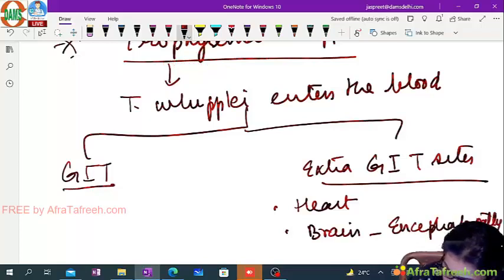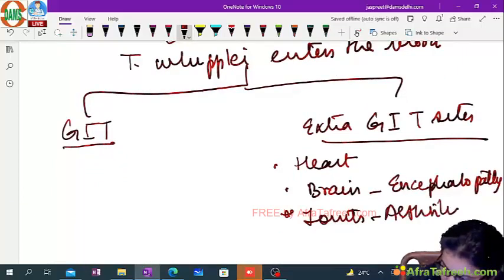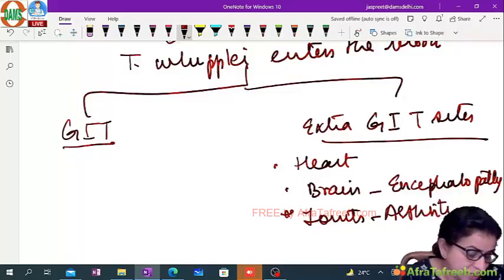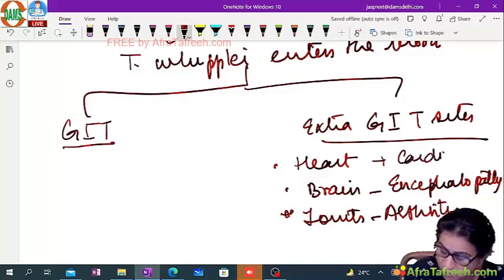Then it can go to the joints. It can cause arthritis. So it can go to the heart, brain, GI tract. So there can be arthritis, arthralgias. There can be neurological symptoms. There can be cardiac symptoms also. So the patient can have cardiac symptoms as well.